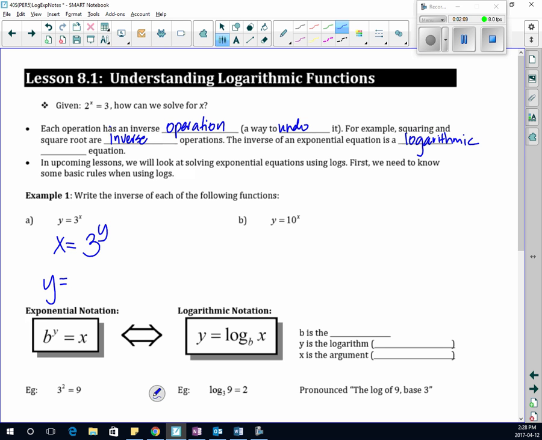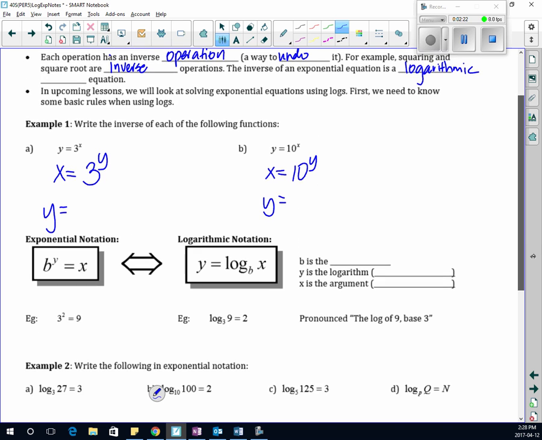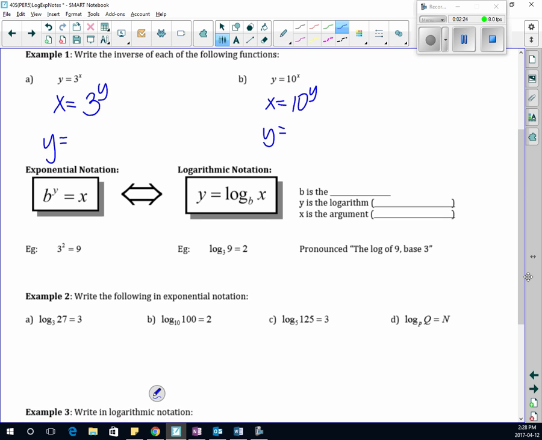Same with this one. If I switch the x and the y around, x equals 10 to the power y. I don't know how to get what y equals. So I'm going to show you logarithmic notation. Here's how it works.